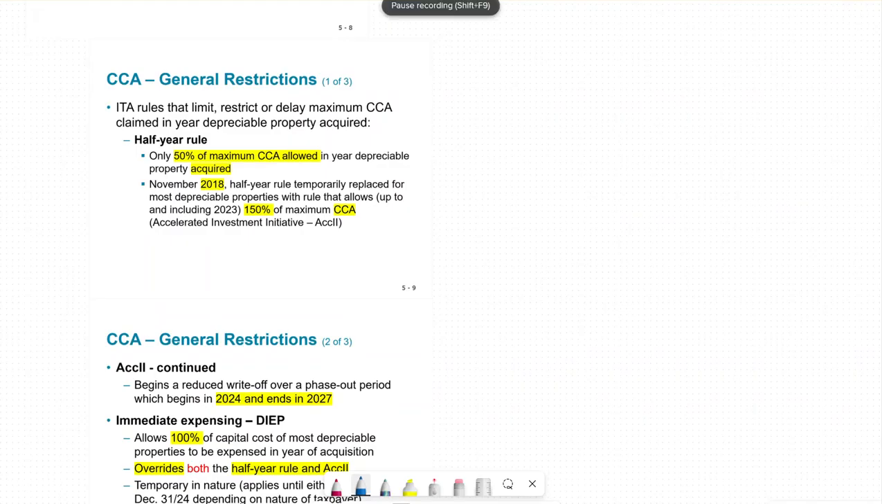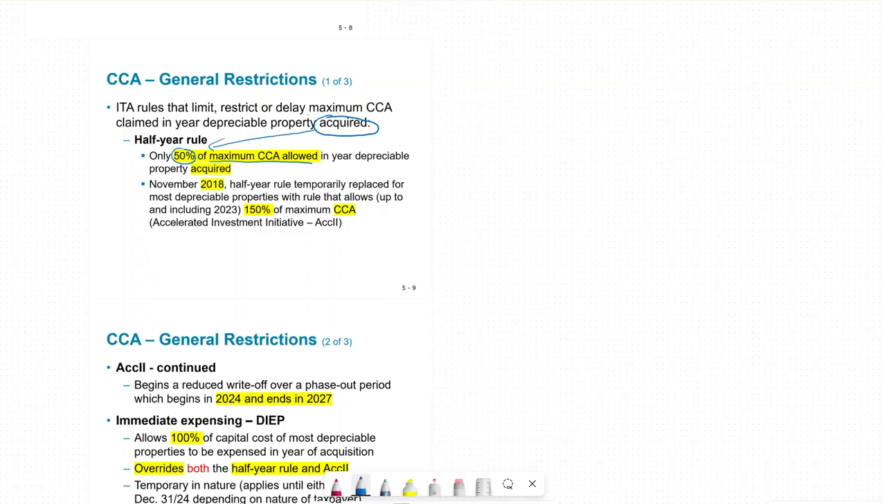Going further, we call it the half year rule. It is an income tax rule that limits, restricts, or delays the maximum CCA claimed in the year a depreciable property is acquired. The year you purchase the depreciable property, the half year rule applies. So the year you purchase an asset, you are allowed only 50% of the maximum CCA. The half year rule applies in the first year of a purchase.